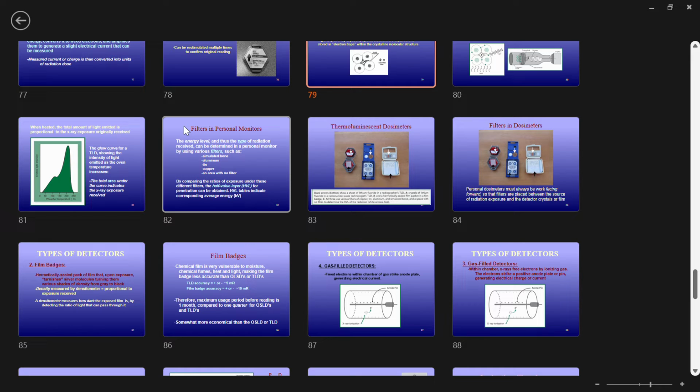Okay, so the next level of understanding to have is, you have badges, right? There's OSL badges and TLD badges. I haven't described film badges yet, but I don't think it's necessarily necessary. I may get to it. These two types, OSL and TLD badges, are the types that you will come in contact with.